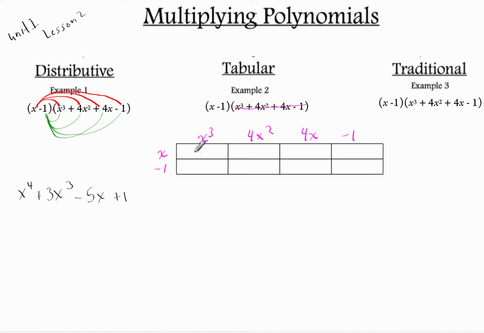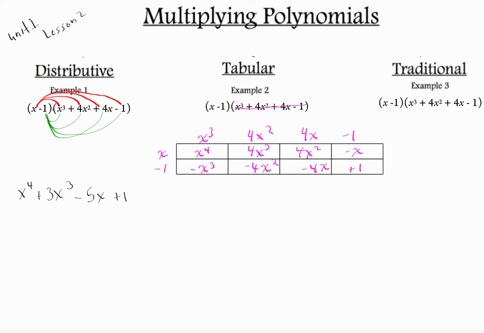X cubed times x is x to the 4th. 4x squared times x is 4x cubed. 4x times x is 4x squared. Negative 1 times x is negative x. And I'll fill in the bottom. Everybody is getting multiplied by a negative 1. I like that, which means I keep everybody the same. I just change their signs to negative.